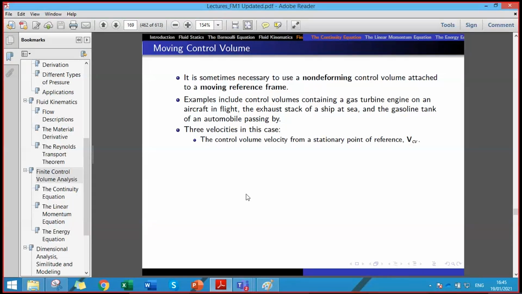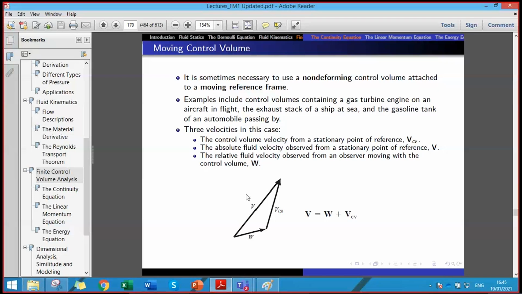The control volume velocity from a stationary point of reference, which I have already explained, the absolute fluid velocity observed from a stationary point of reference, right? And the relative velocity, that is the difference between the two velocities. They can be adding or they can be subtracting. So that relative velocity will be calculated based on case to case. Clear?